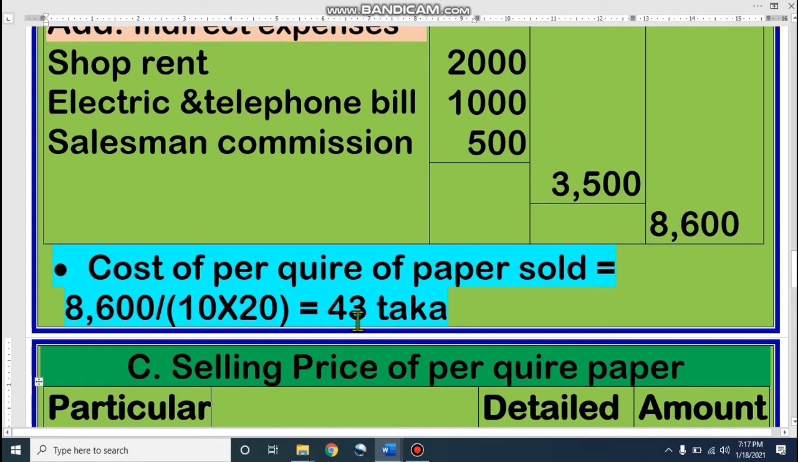I hope all of you understand. Of course, if you have any confusion, any types of problem, you should discuss with me, talk to me, you can make me a phone call also, dear student. So all of you understand cost per square paper.